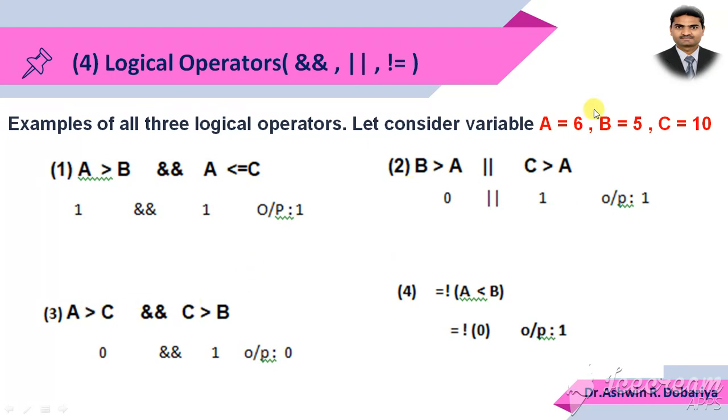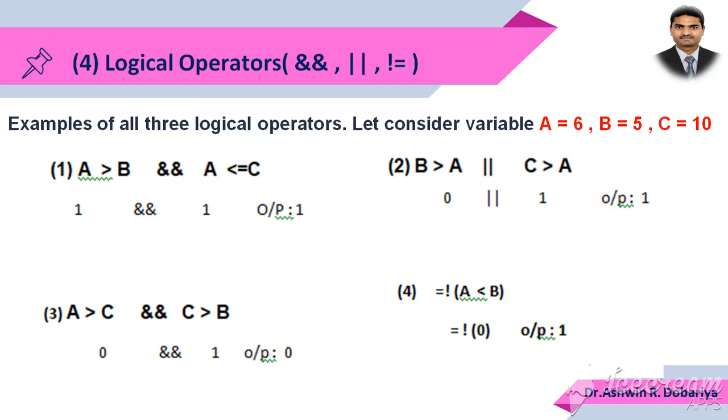Now a greater than c, no, the condition is false, so it's 0. c greater than b, the condition is true, 1. But here the operator is AND, and AND means if one of the conditions is false, the overall result is false. Now what do you mean by NOT? NOT means: a less than b, no, this condition is false, so false means 0. But NOT converts it to the reverse, which means true. So this is the overall concept of logical operators.